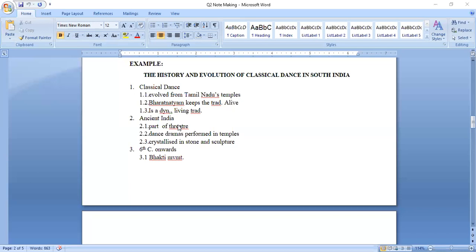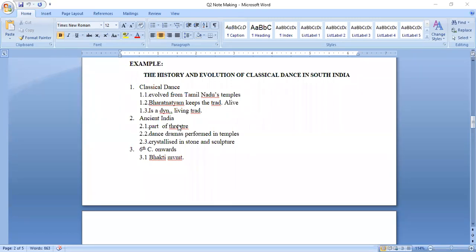You should not write a complete sentence. Either a small sentence or a word. We have to write a mixture of things. Sometimes we can write a single word. It is like breaking down, so taking notes means we can also use a hyphen. We can also write some more points. That's why you can see 1.1: evolved from Tamil Nadu's temples. Bharatanatyam keeps the trad. with a full stop, which is a short form. Likewise you can also do it.